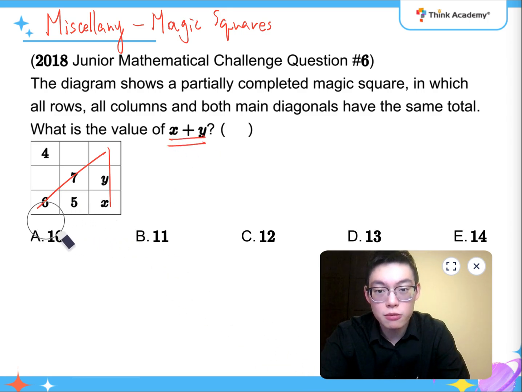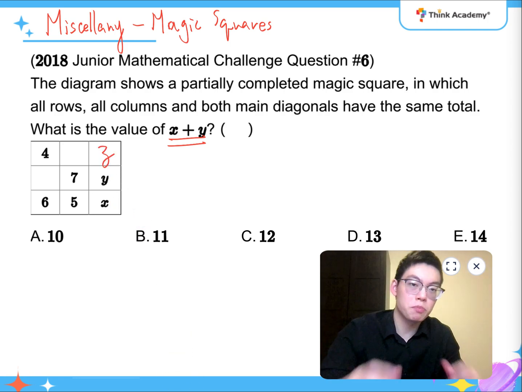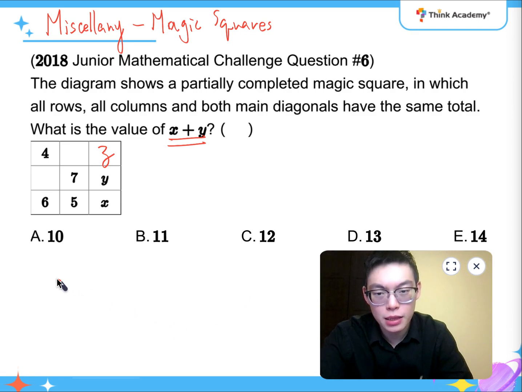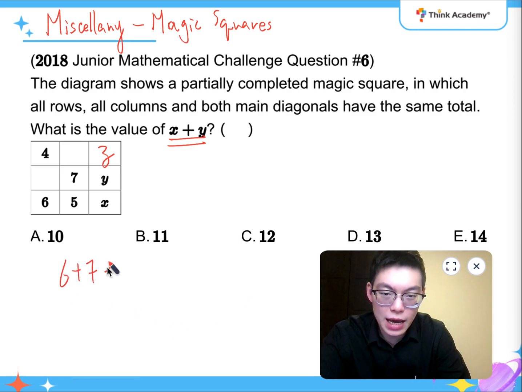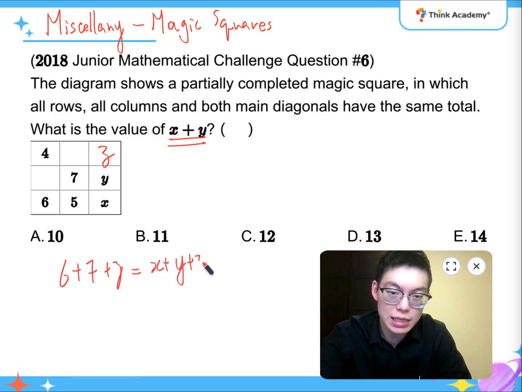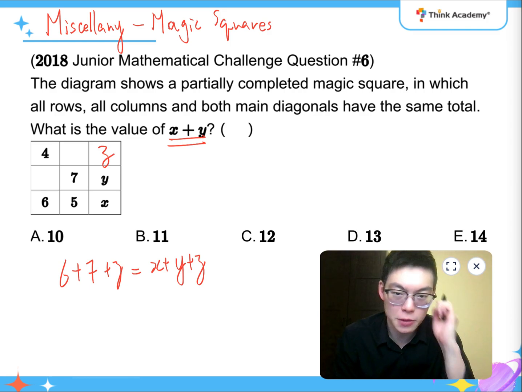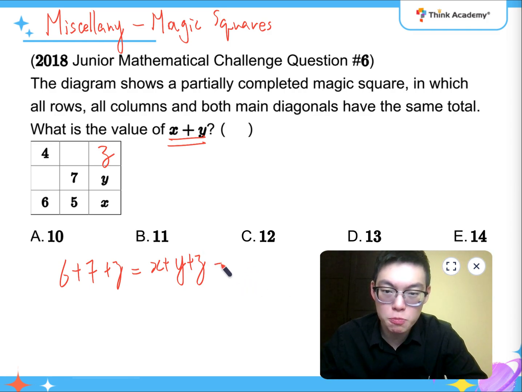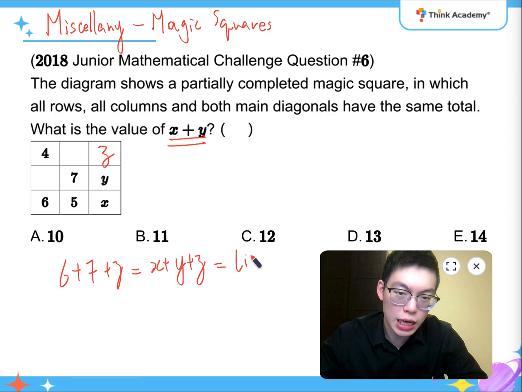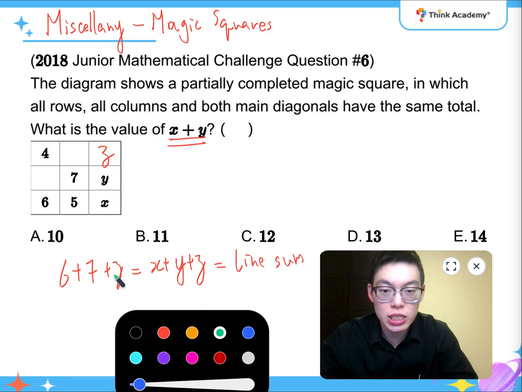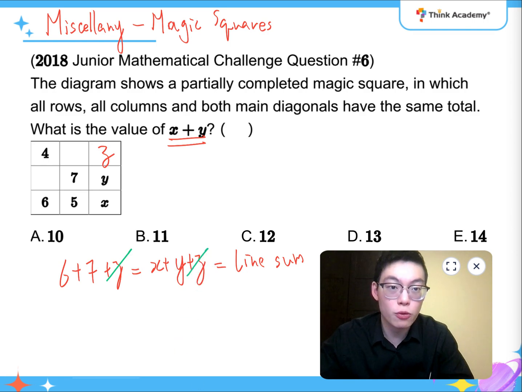So now, let's say this is called box Z. 6 adding 7 adding z is going to be equal to x adding y adding z. That's what we call a V model in magic squares, all right? And that's both equal to the line sum, which means that you can just cancel out the z in the equations.